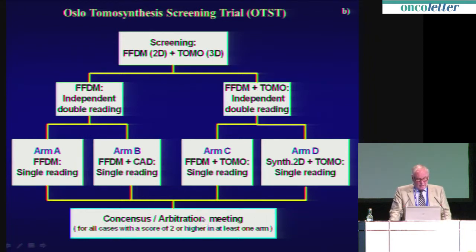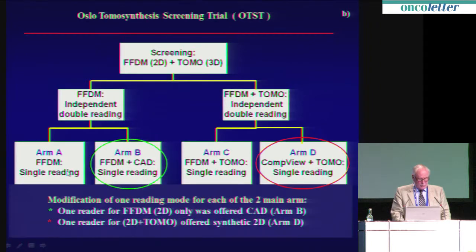So we had a common arbitration meeting. That means we have to look at the positive scores, not the actual recall from each of these arms. And you should also notice that we slightly modified the 2D arm and the 2D plus tomo arm. In this independent double reading, one of these independent readers had only conventional FFDM, also digital mammography.